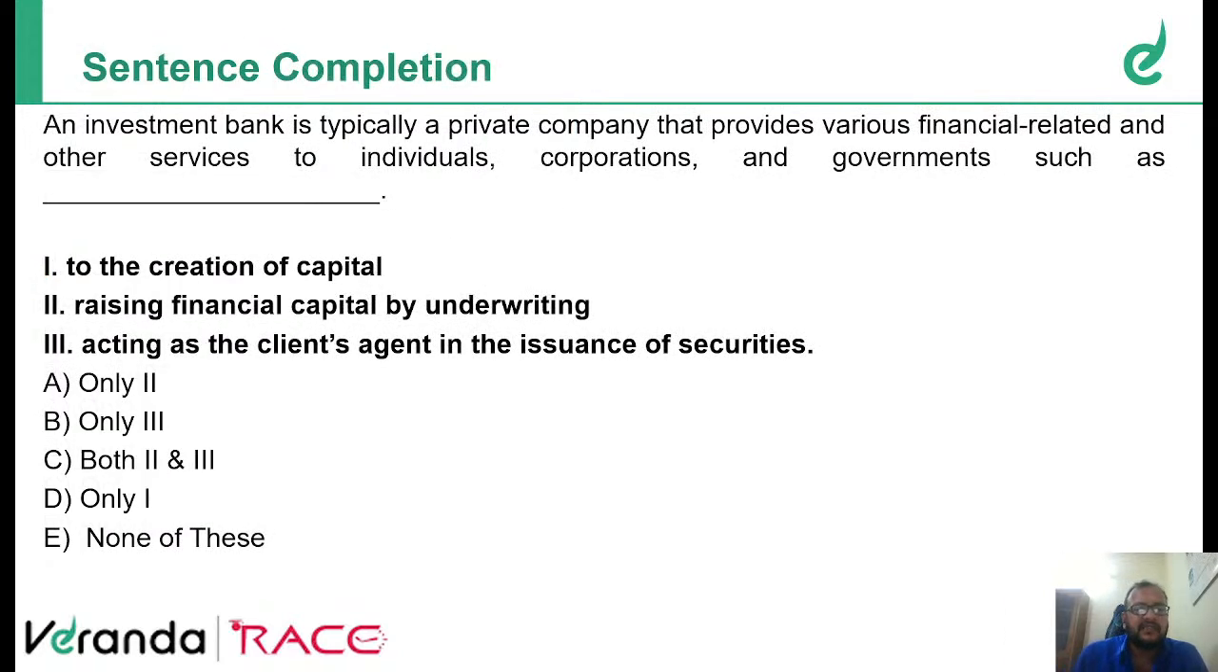Okay. Next, an investment bank is typically a private company that provides various financial related and other services to individuals, corporations, and governments such as. Here it has given examples of other services to individuals, corporations, and governments such as. There are no examples over here, such as XYZ bank or XYZ company. So it should be none of these. None of these will be the answer, because when it provides financial related and other services to individuals, corporations, and governments such as, there should be examples, right? There are no examples. So none of these will be the correct answer. Next question.